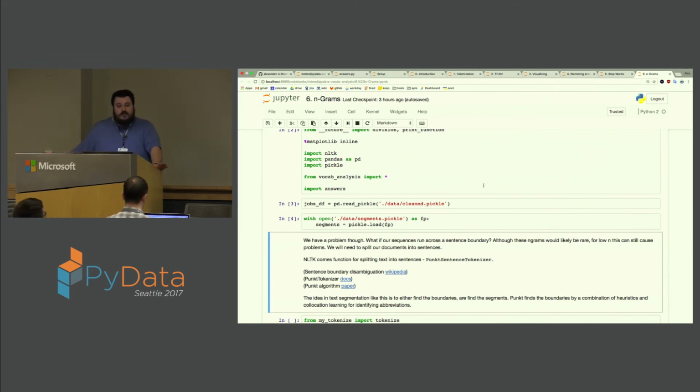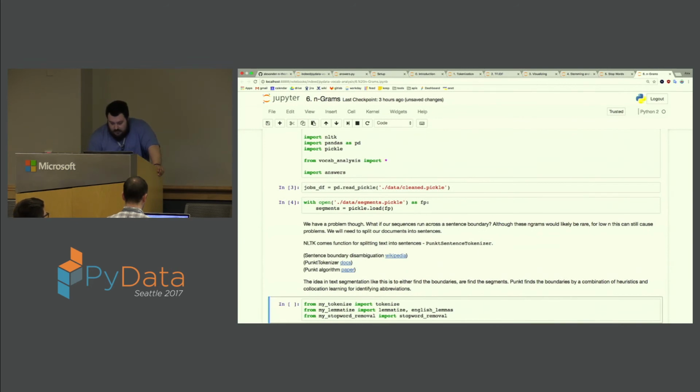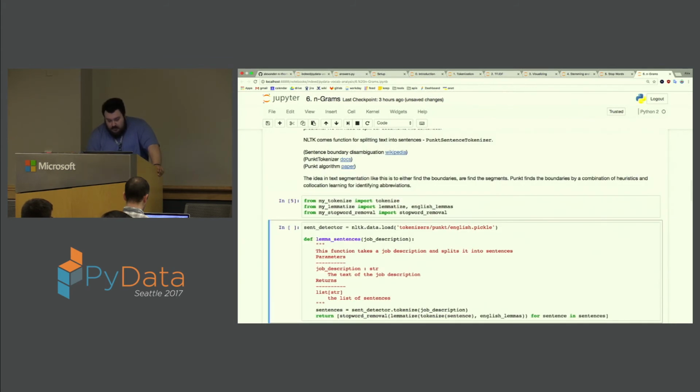So I'm just going to use what comes with NLTK. NLTK comes with the Punkt tokenizer. That means I'm going to need to redo all the processing I did again. So I'm loading up my functions. I'm going to define a new function here. The way it's going to work, it's going to take the description, break it up into sentences, and then run all the functions over them.